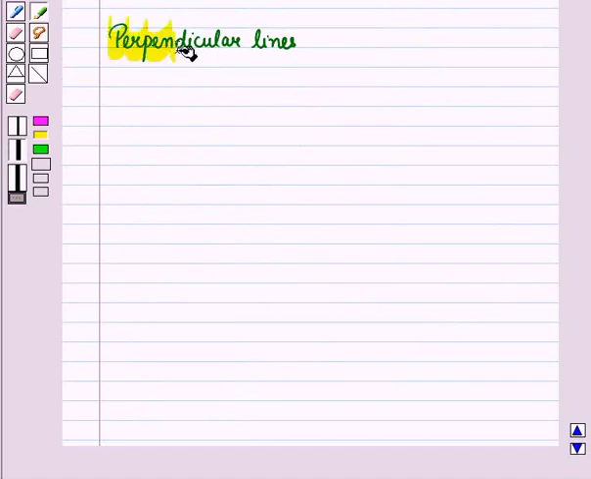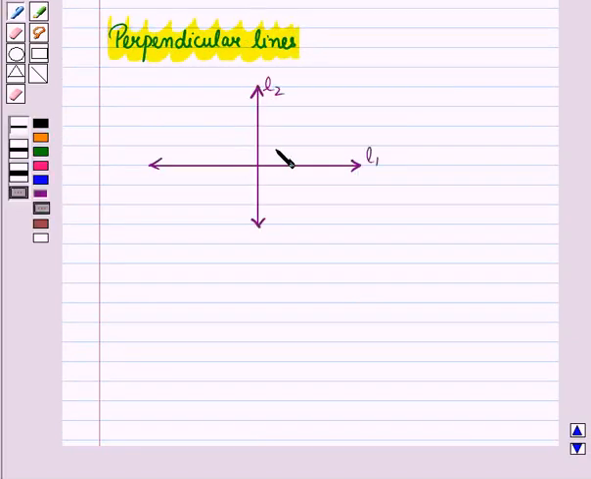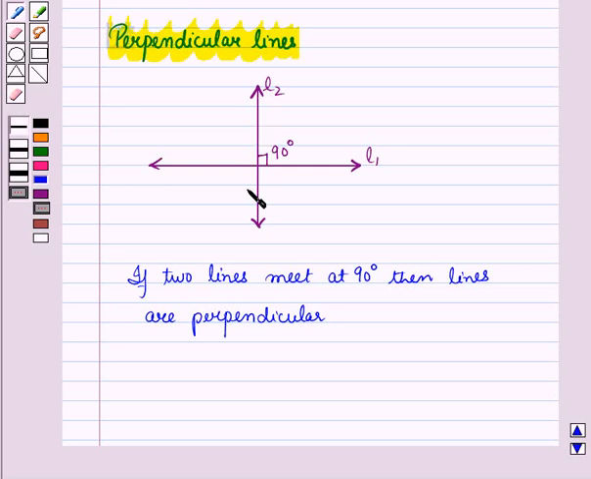And now let us discuss perpendicular lines. If two lines meet at 90 degrees or intersect at 90 degrees, then the lines are perpendicular. In this diagram, you can see that the lines L1 and L2 intersect each other at the point O, making an angle of 90 degrees. So the lines are perpendicular to each other, and we write that L1 is perpendicular to L2. Perpendicular lines intersect at a point, making a right angle.